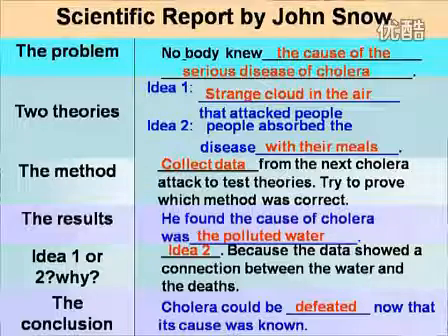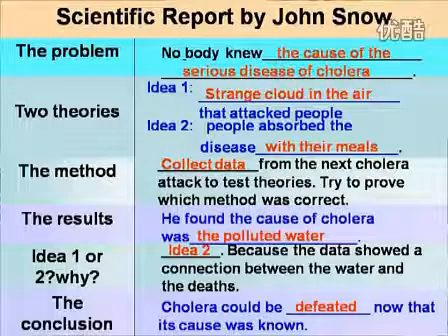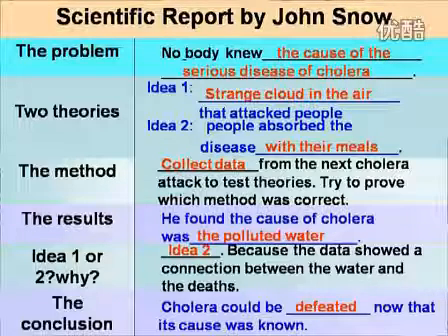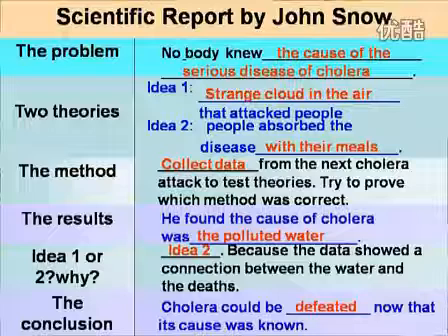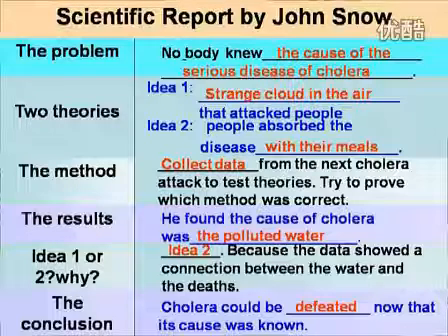Now, scientific report by John Snow. The problem: nobody knew the cause of the serious disease of cholera. 2 theories: a strong cloud in the air that attacks people, and people absorb the disease with their meals. The method: now collect data from the last cholera attack to test theories. Try to prove which theory was correct. The results: he found the cause of cholera was the polluted water.